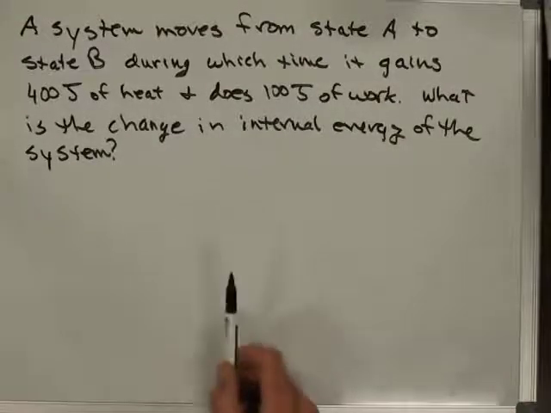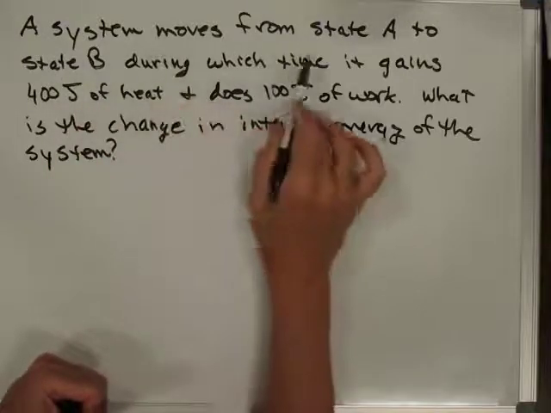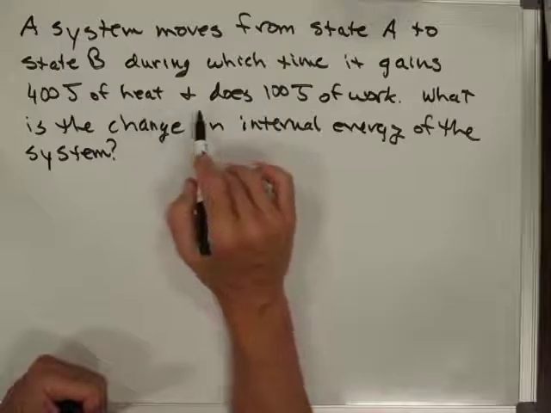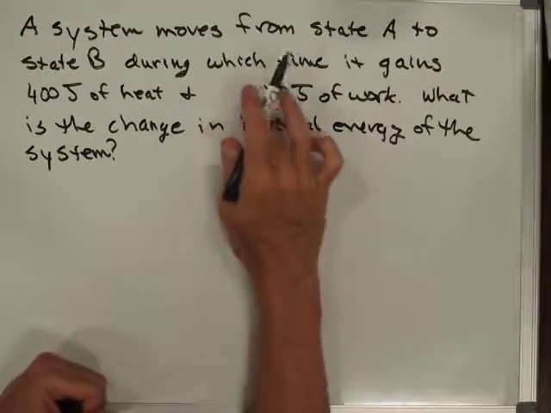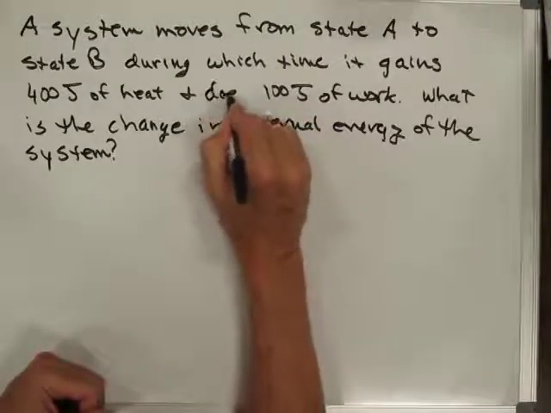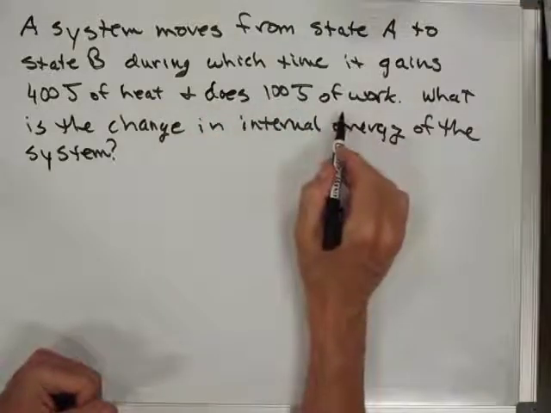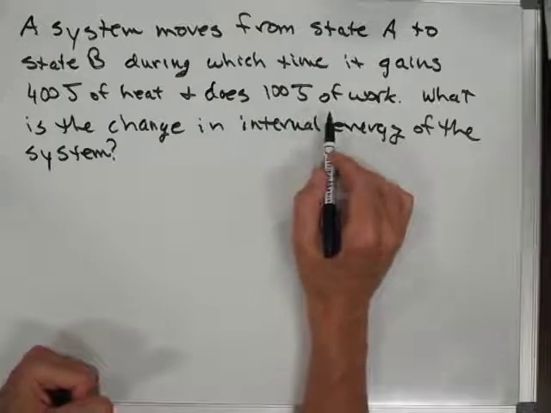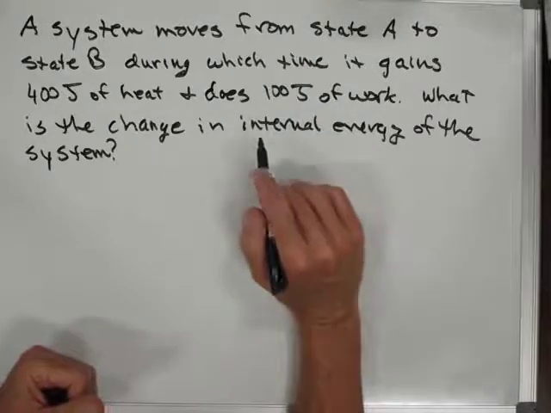So let's look at an example here. A system moves from state A to state B, during which time it gains 400 joules of heat and does 100 joules of work, right? So that's a work by the gas, right? So it's a negative work on. What is the change in internal energy of the system?